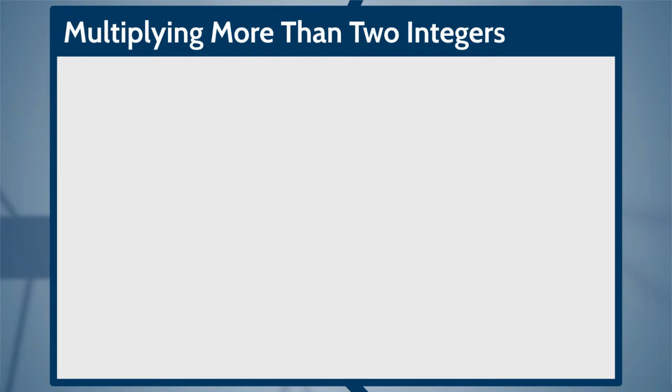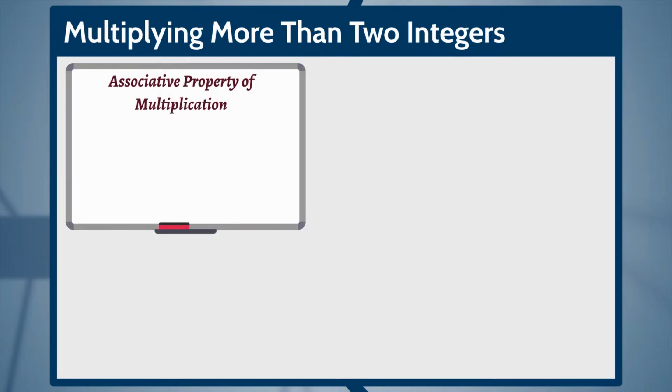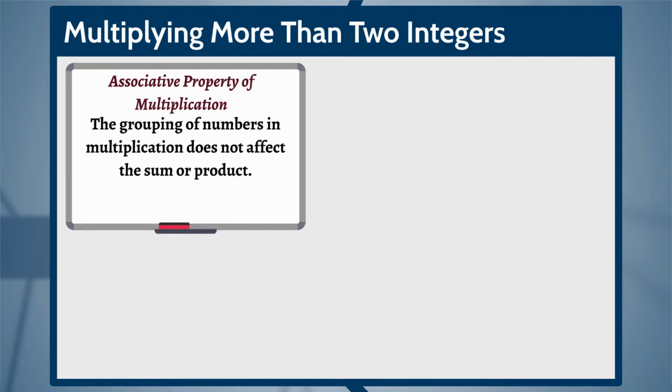The next topic is multiplying more than two integers. According to the associative property of multiplication, the grouping of numbers in a multiplication sequence does not affect the sum or product. It states that the quantity of A times B times C equals A times the quantity of B times C. Here's an example.